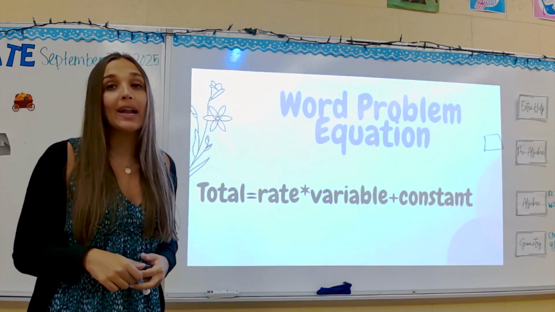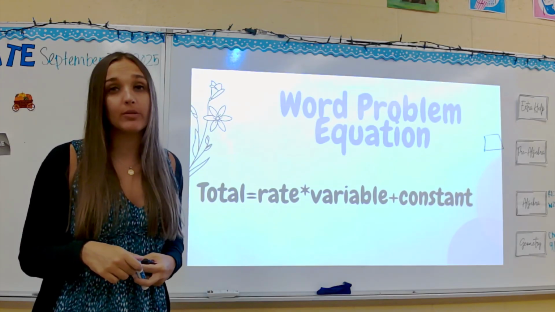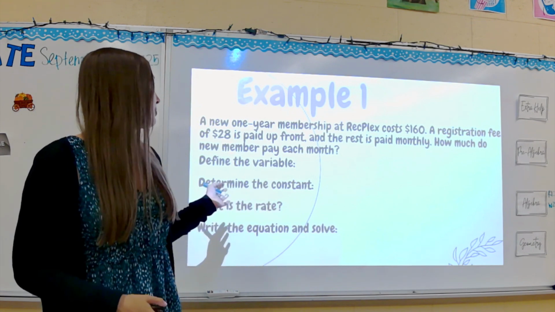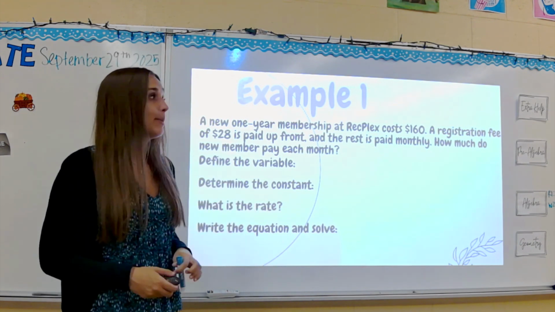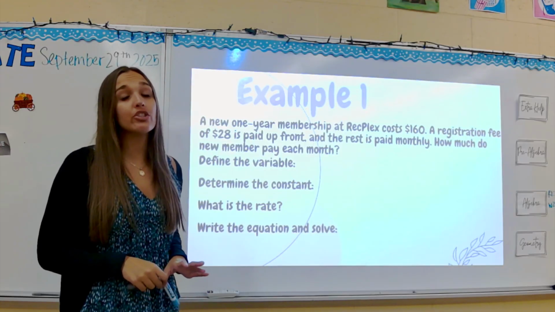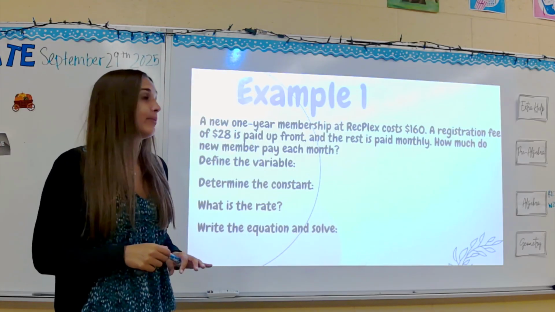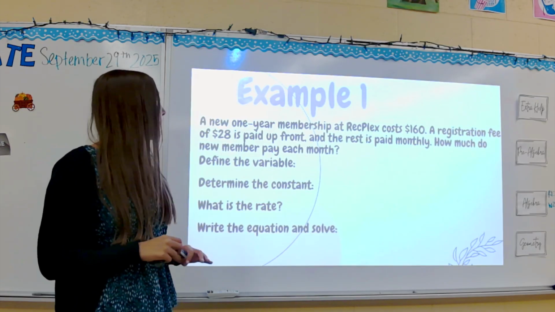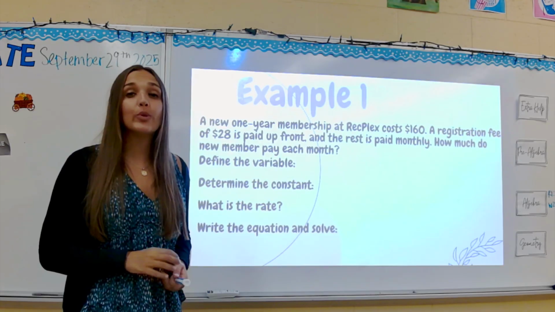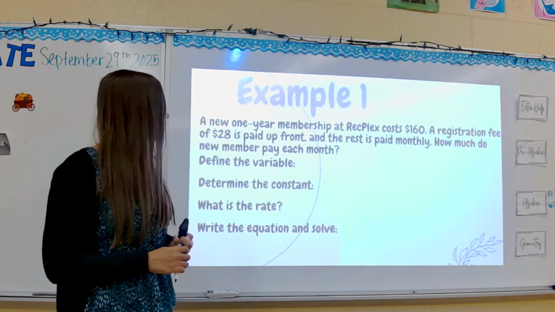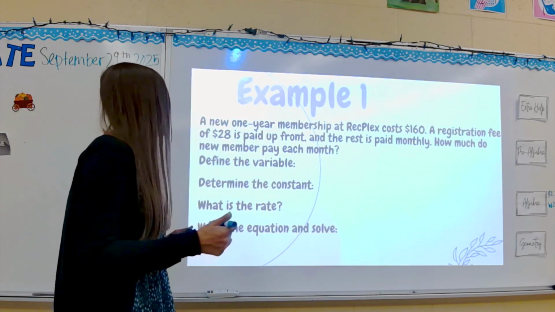So now we're going to look at a word problem to see how we would properly complete it. Here we have our first example problem. It says a new one-year membership at Rexplex costs $160. A registration fee of $28 is paid up front and the rest is paid monthly. How much would a new member pay each month? We are going to want to highlight those key important parts here. So it's a one-year membership. I mean, that's good to know.